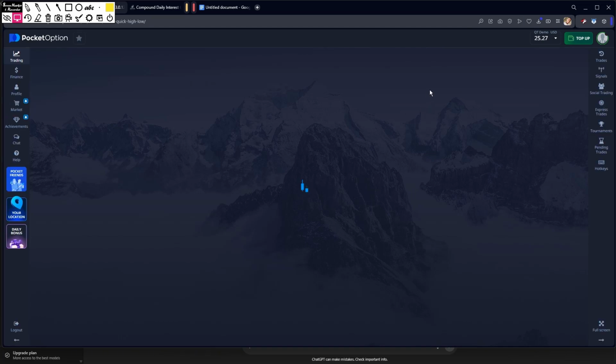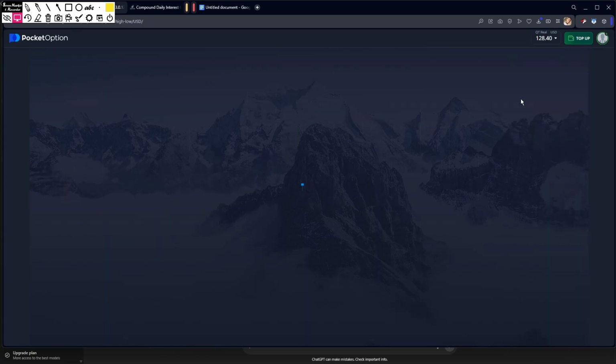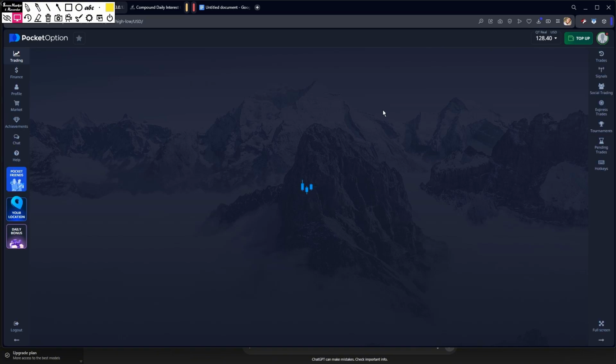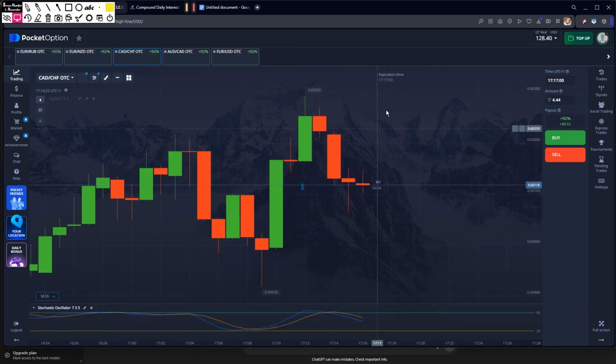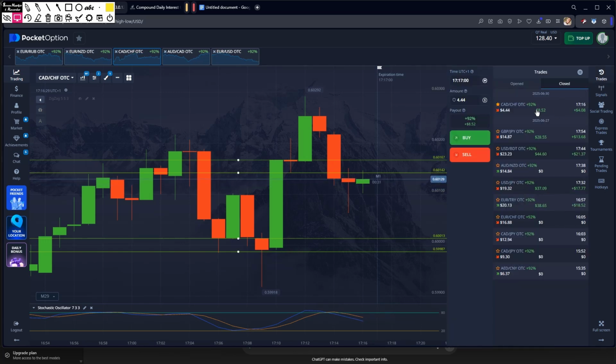I don't know what's on the Pocket Option and I don't know why it's switching from real to demo. But that trade was a win. We won that trade. If you look at it, the trade was a win.